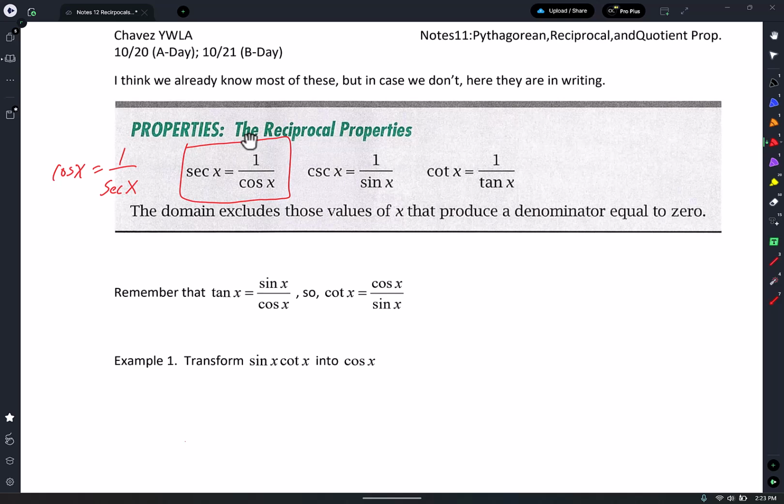Same thing with the cosecant x, guys. If cosecant is 1 over sine, then sine x must be 1 over cosecant x, because they're reciprocals of each other. And then cotangent and tangent are reciprocals of each other as well. So if cotangent is 1 over tan, then tangent is 1 over cotangent. Yay or nay? Nothing crazy, right?